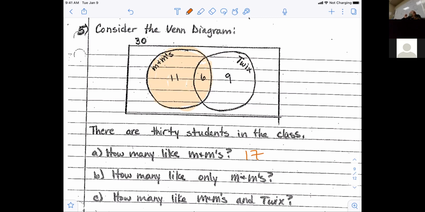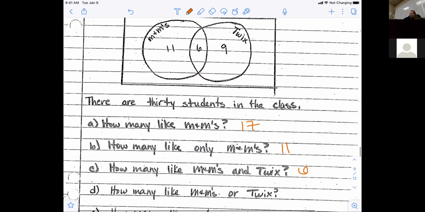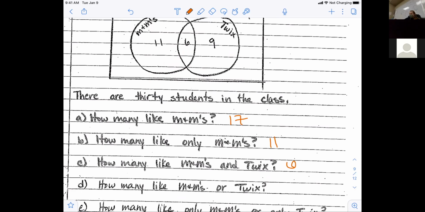Now, how many students only like M&Ms? That's 11. There we go. Okay. And how many like both M&Ms and Twix? 6. Okay. How many like M&Ms or Twix? If I said raise your hand if you like either M&Ms or Twix, how many hands would be up?